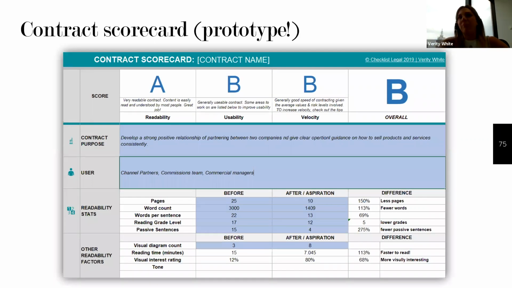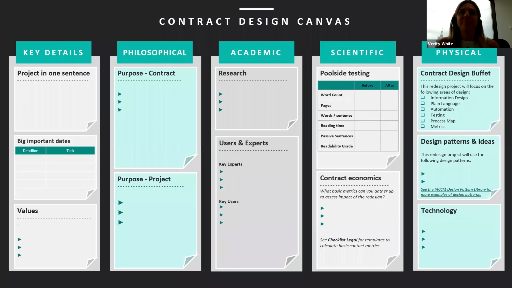Some of the other things that I'm philosophically thinking about is the concept of a contract scorecard. Could you start to look at readability, usability, and velocity as a way to give a score or a grade level for a contract? And then if you benchmark all contracts within your organization, you can target anything that's below a B for redesign. So that's one way to look at classifying different kinds of information within your organization.